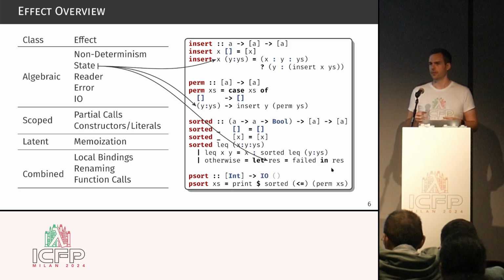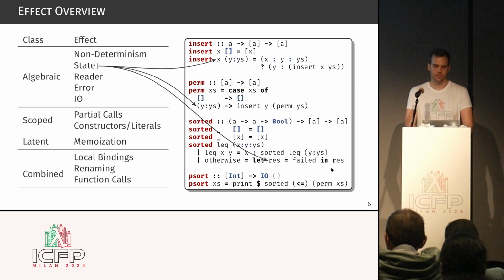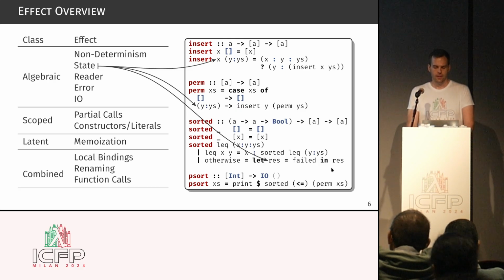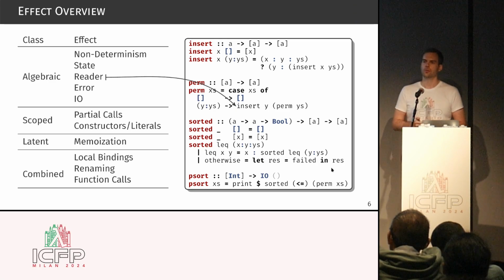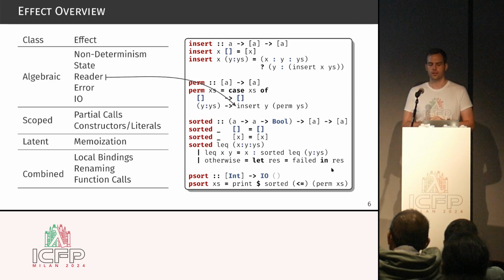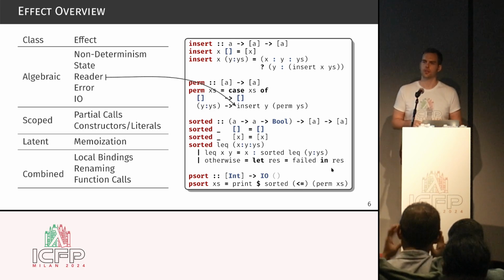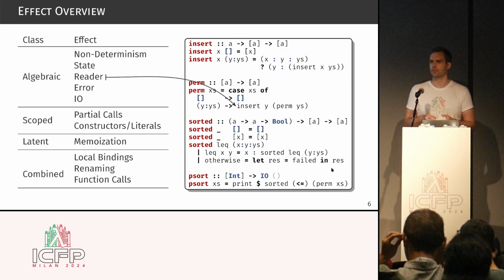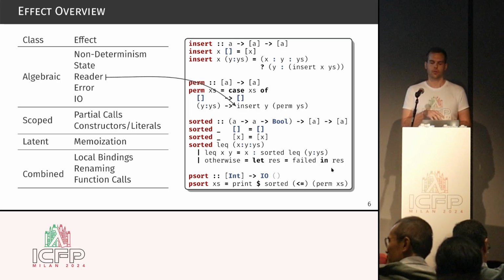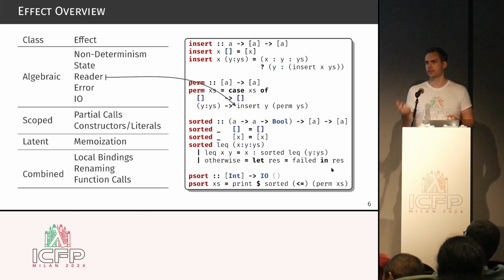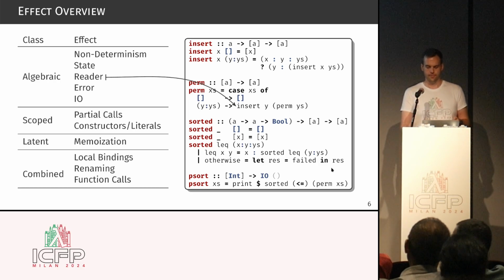So state is an effect that I'm using often. I have the reader effect, which I'm using to insert the bodies of functions, because if you're calling a function, you have to get the body of that function from somewhere, and the reader effect takes in the program and then inserts the function bodies where it's needed.